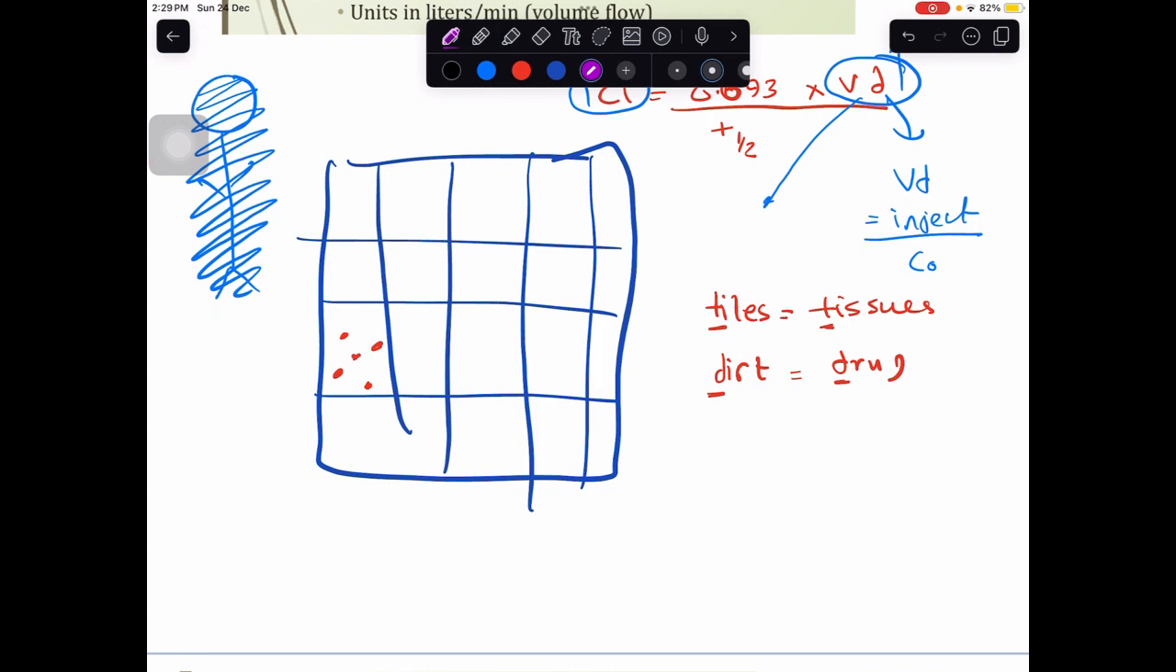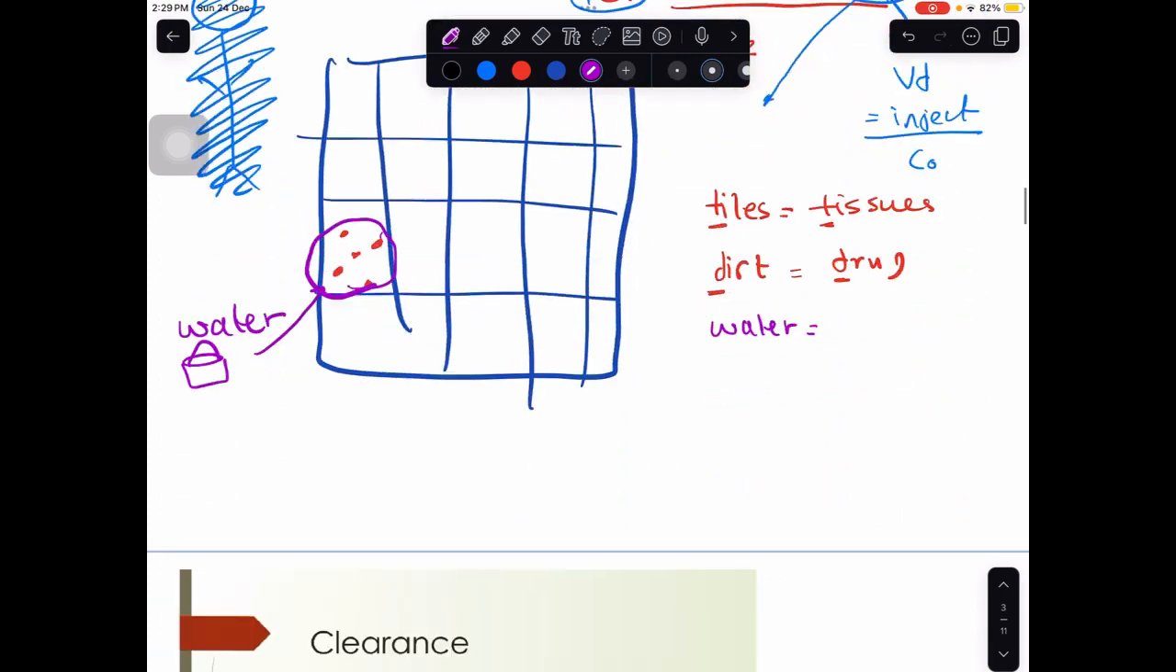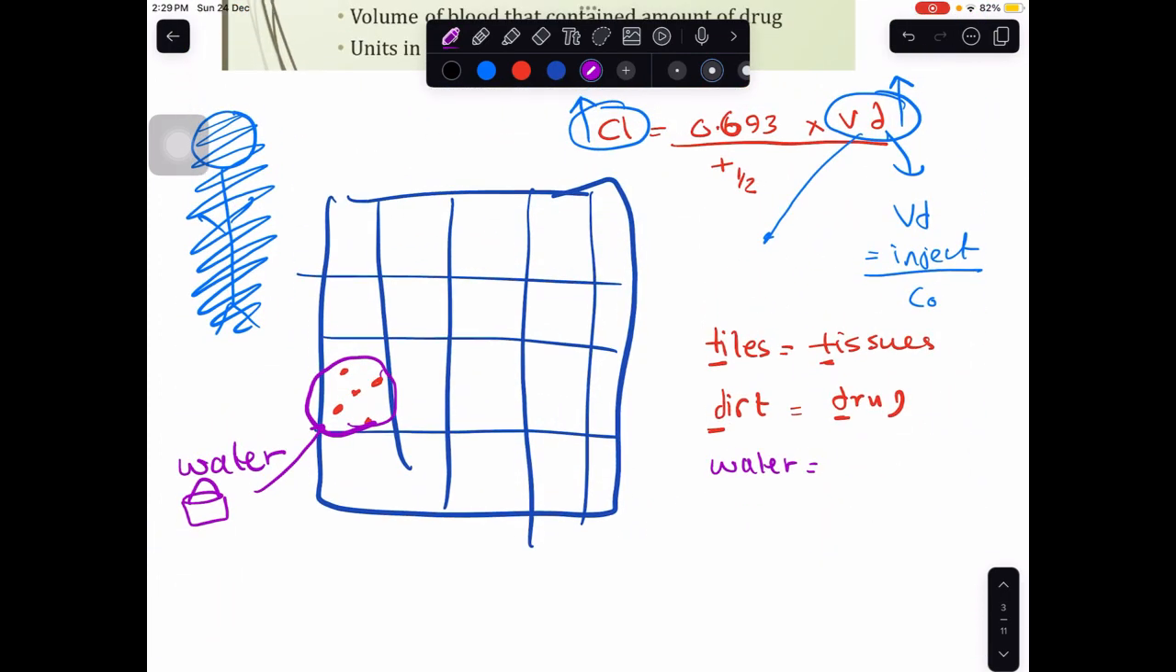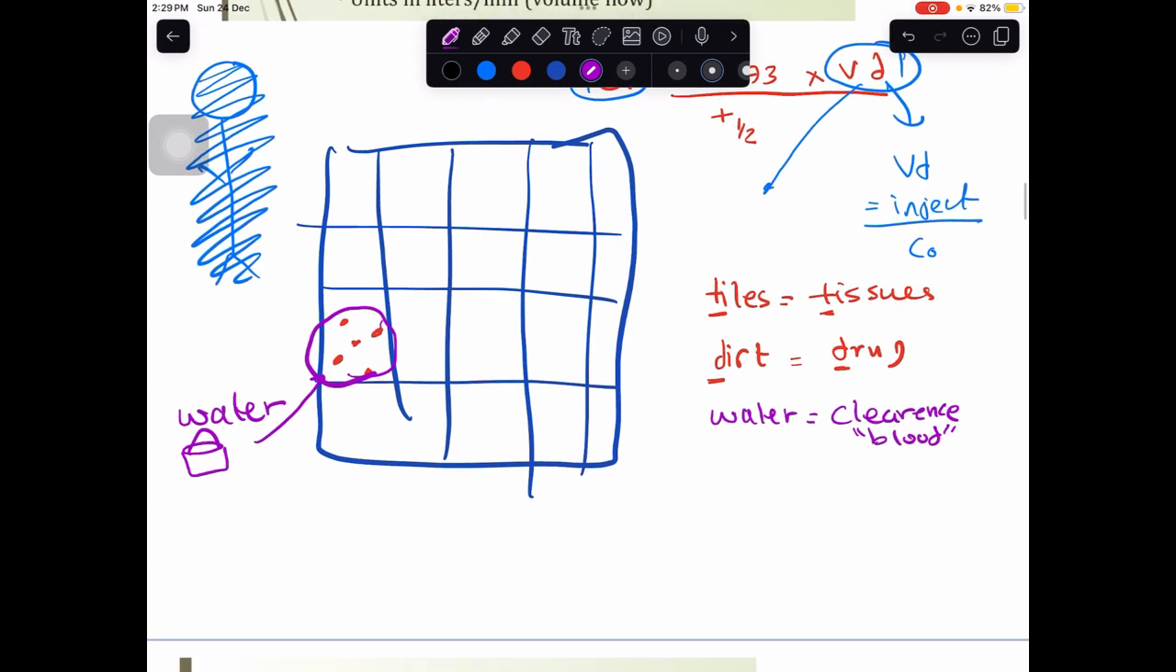Now my floor, or my tiles, are dirty. I want to remove this dirt. I want to clean it. So I will start to use water. Let's say I use only 1 bucket of water to clean this tile. In this case, the water right here is my blood, or my clearance, you could say. How much water am I requiring to remove this? So let's say water here is the clearance, or the blood, because clearance is how much blood is required to clean this.